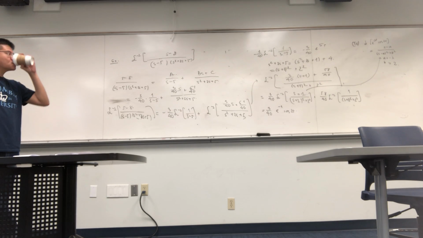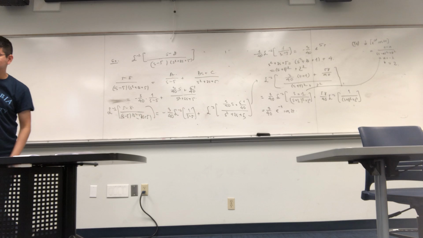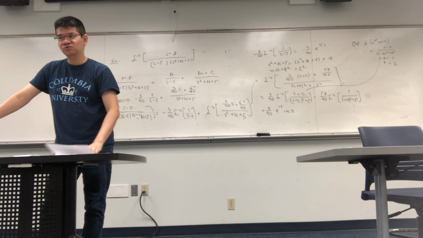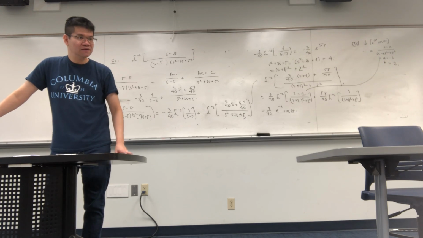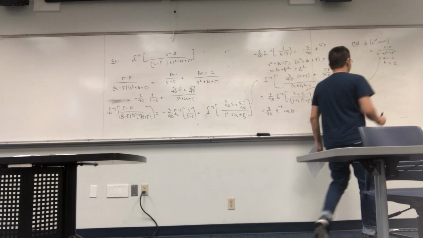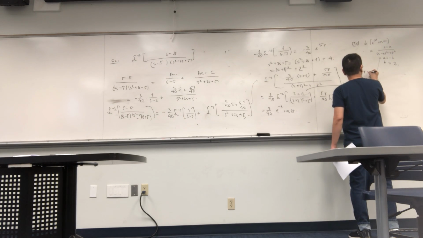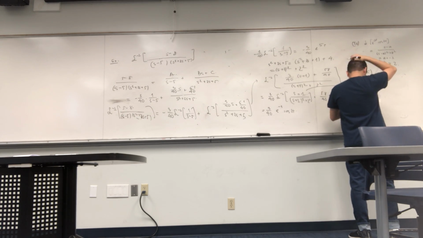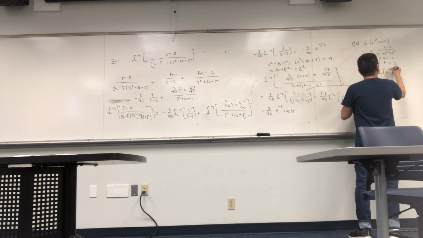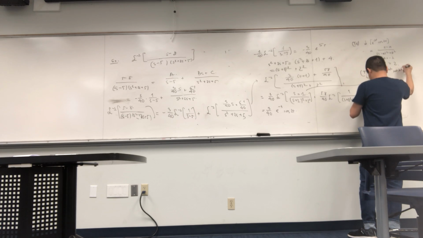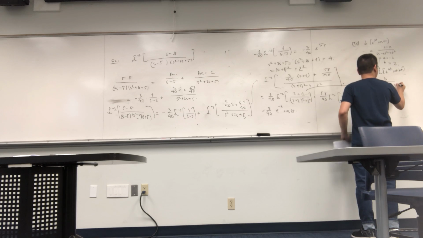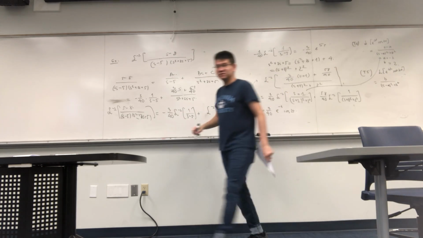For the second formula, which formula in the table should I use? Yes? T what? T5, yes. So for the second one, you're going to use T5. For T5, you have the Laplace transform of e to the at sine of bt is b over (s minus a) squared plus b squared. So what is a and what is b in this case?